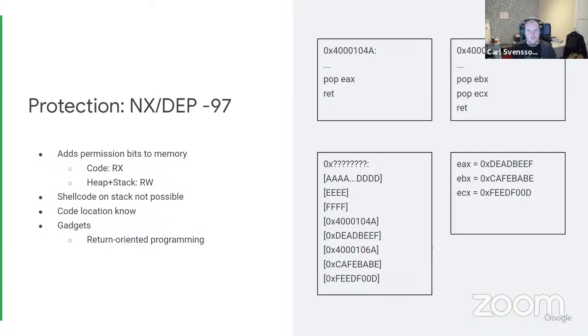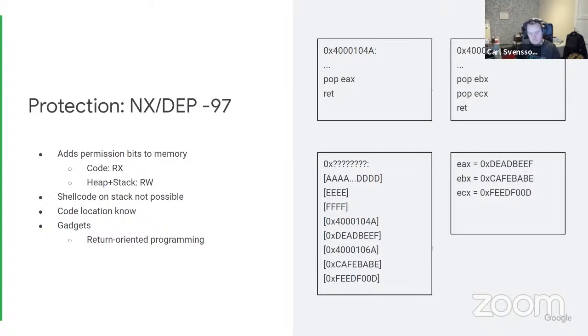So I hope that you can see that by finding these small bits and pieces of code scattered around in memory that end with this return instruction, we can set up a chain on the stack where we mix addresses, which then represent operations, like calls to these different gadgets. And then we interleave that with the values that we want to populate our different registers and so on with.